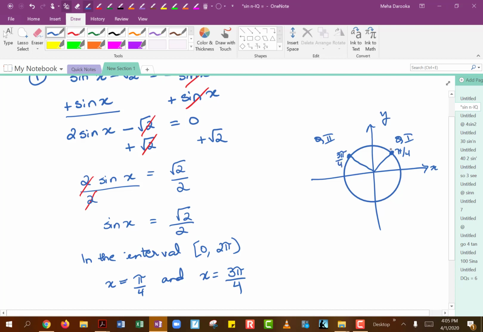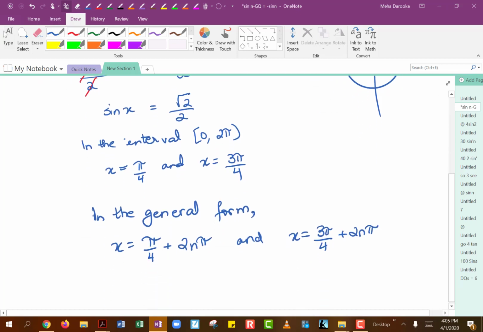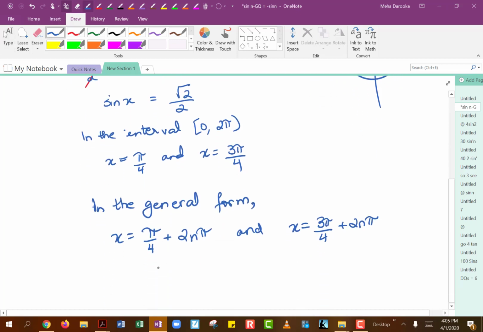If you keep going in circles with positive 2 pi, we'll keep coming back to this pi over 4. Same thing with the 3 pi over 4. And if you go clockwise, then again you would be getting your negative angle. So that's why we need to include this, and then remember to write n is an integer. Okay? So I hope this makes sense of how we go about finding these solutions. Now let's go back to our handout.